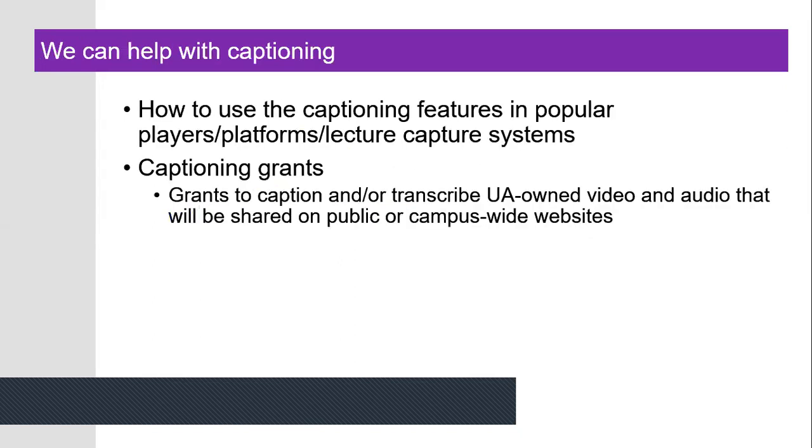We can help with captioning. If you weren't aware, our area administers grants to caption or transcribe UA-owned video and audio that is going to be shared on public or campus-wide websites. You can find information about that on our website at accessibility.ua.edu. We can also provide guidance on how to use captioning and transcribing features in most players, platforms, and lecture capture systems. Everything from Camtasia to the Creative Cloud to Facebook.